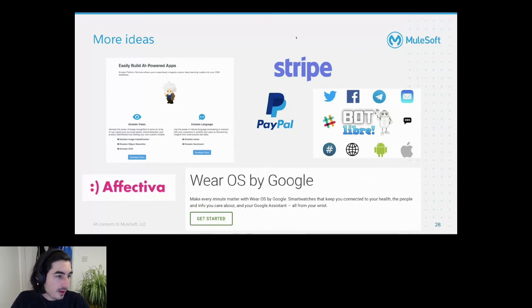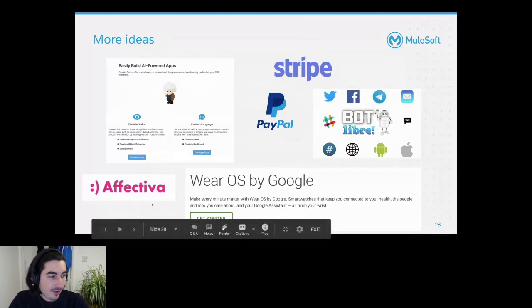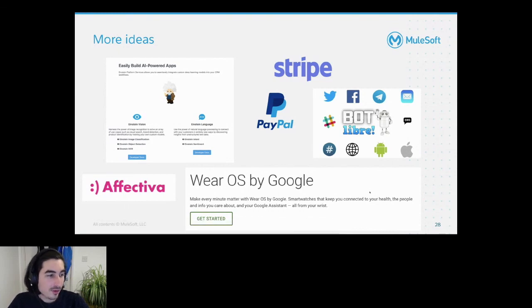Now, some more ideas for the future. If you want to extend this demo, you can think about Einstein AI. That one is from Salesforce. You do have Einstein Vision for pattern recognition and Einstein Language to translate, just like we did with Alexa. Then you have Affectiva for sentiment recognition, and Fit OS by Google in case you want to add anything related to your steps.